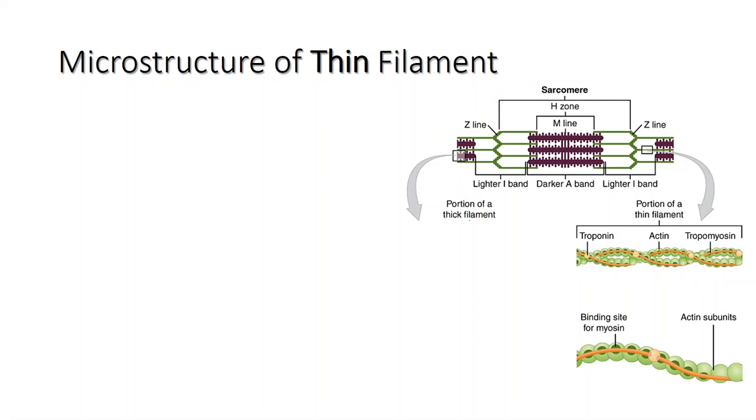In relaxed muscle, myosin is blocked from binding to actin because strands of tropomyosin cover the myosin binding sites on actin. The tropomyosin strands, in turn, are held in place by troponin molecules.